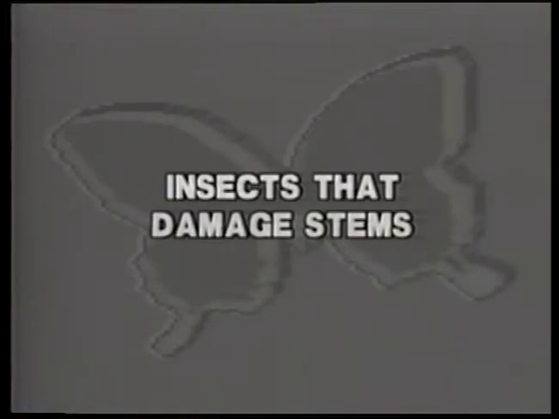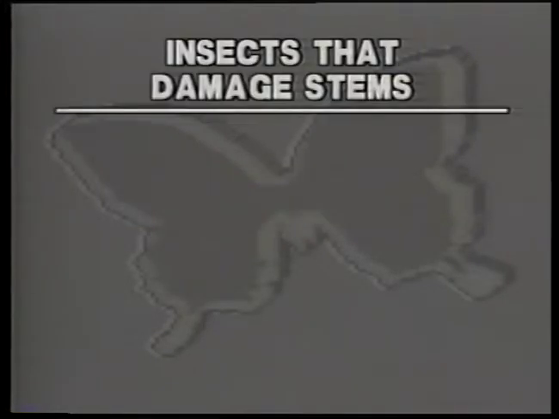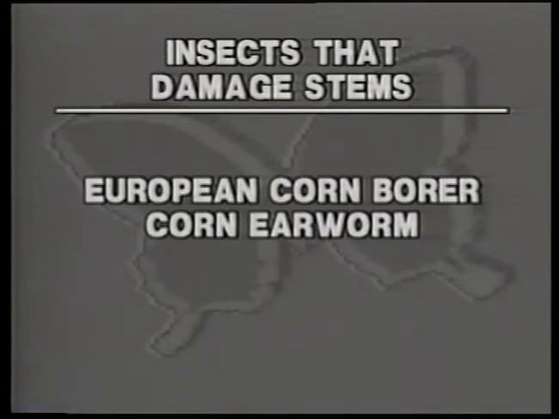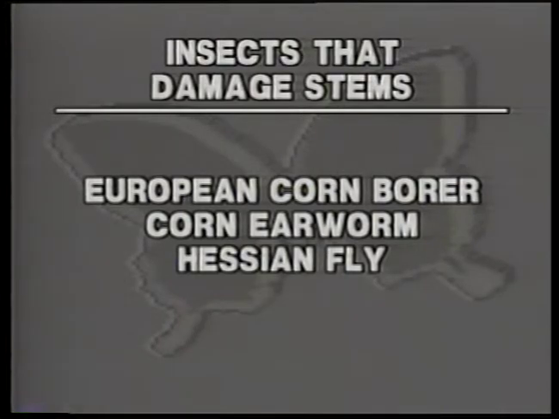The next category of insects is the insects that damage stems. Symptoms of injury include boring, tunneling, and lodging of stems, resulting in stunted growth or death of plants. Insect pests chosen for study in this category are European corn borer, corn earworm, Hessian fly, and black cutworm.